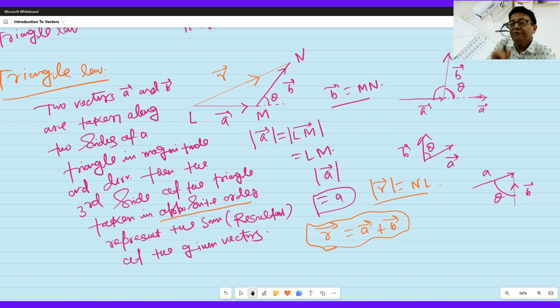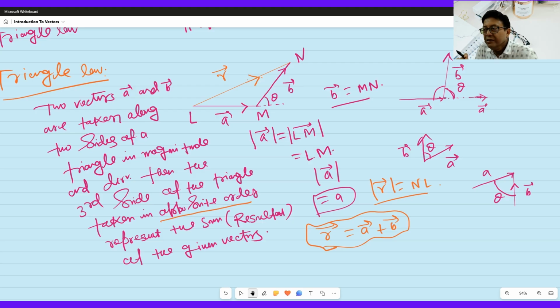So where is the physics lying over there? Say on an object, on any object, one force acts this way, another force acts this way. I told you, the object never moves along the direction of force F1 or along the direction of force F2. It goes in some resultant direction. What is the resultant direction? It is given by R. Okay?